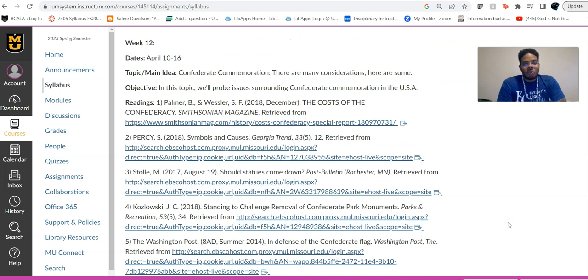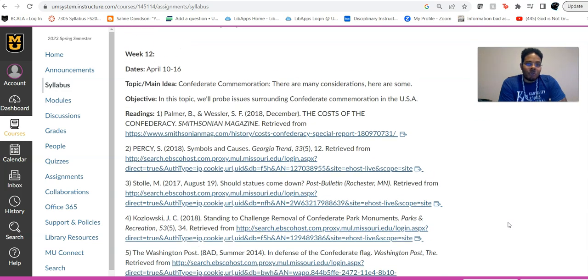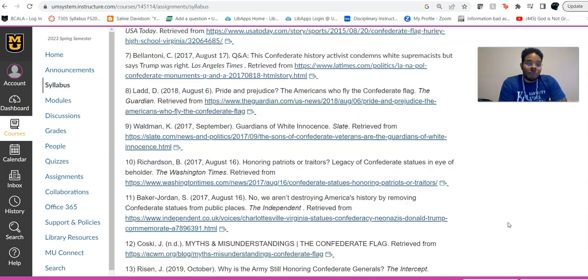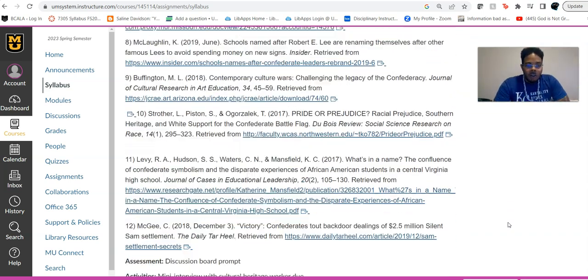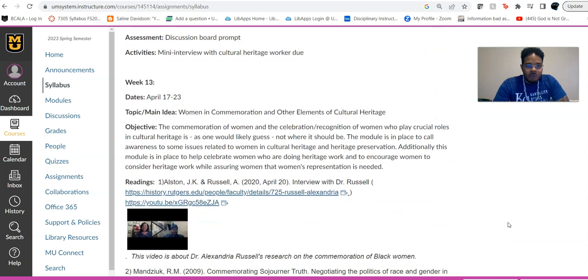Week number 12, Confederate commemoration. There are some considerations here, quite a few of them actually. Confederate commemoration really informs a lot of other things regarding who we commemorate in the public square and why. And so that's why we do have this module, and it has a lot of optional readings in it as well. All right, but then we move on to week number 13.